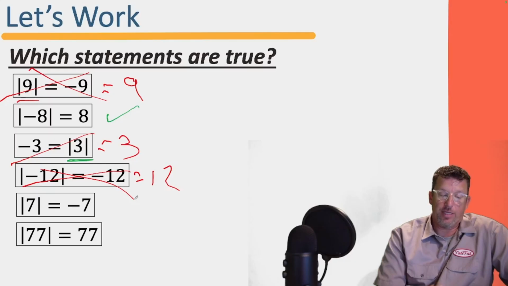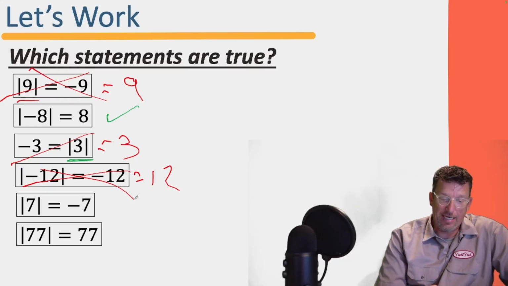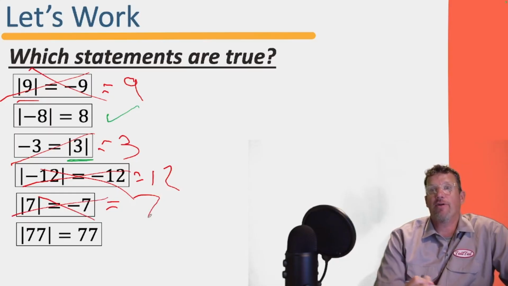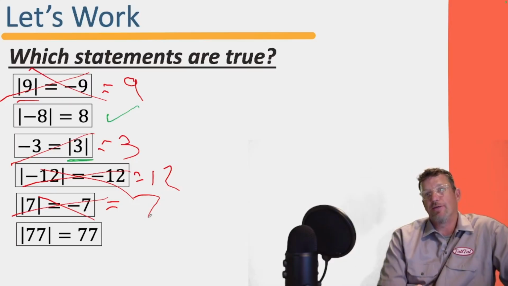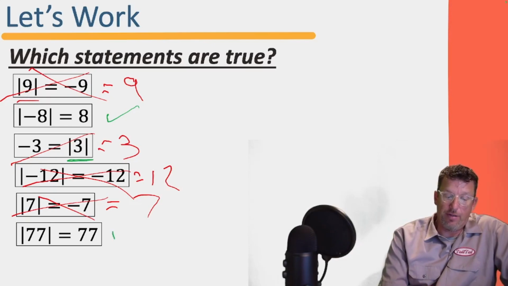What about this one? The absolute value of 7 is negative 7. No, how far away is 7 from 0? It's 7. It is not negative 7. This should have been 7. And what about the absolute value of 77? How far away is that massive number away from 0? Well, the distance 77 is away from 0 is 77. So that one is correct.